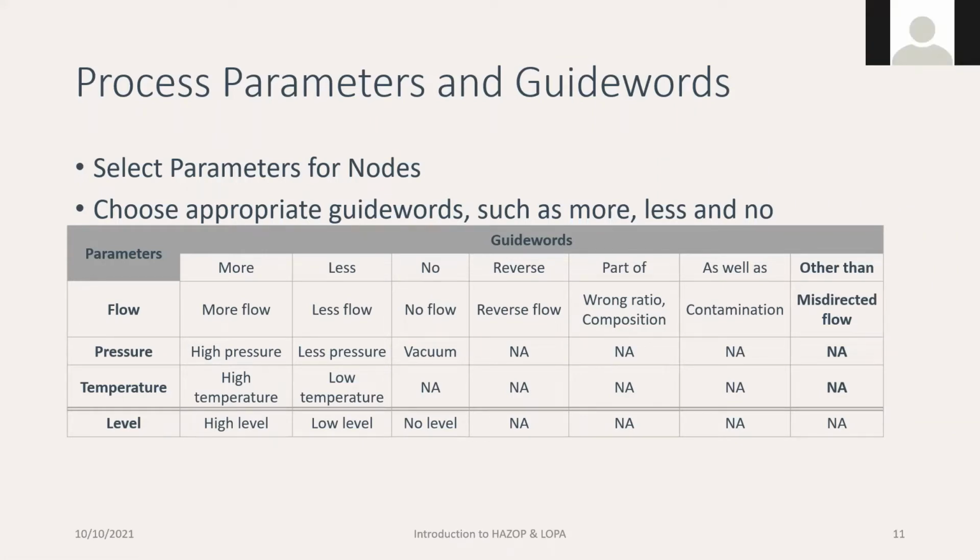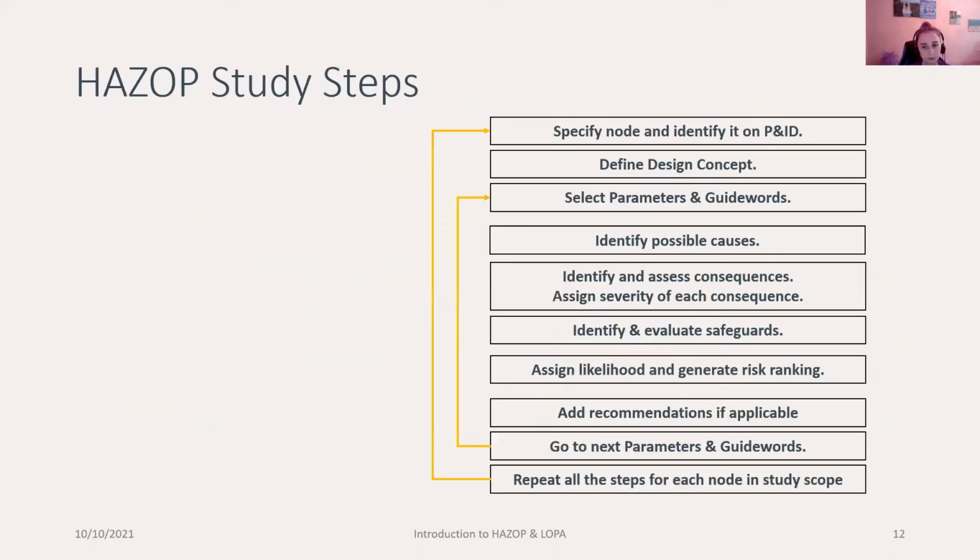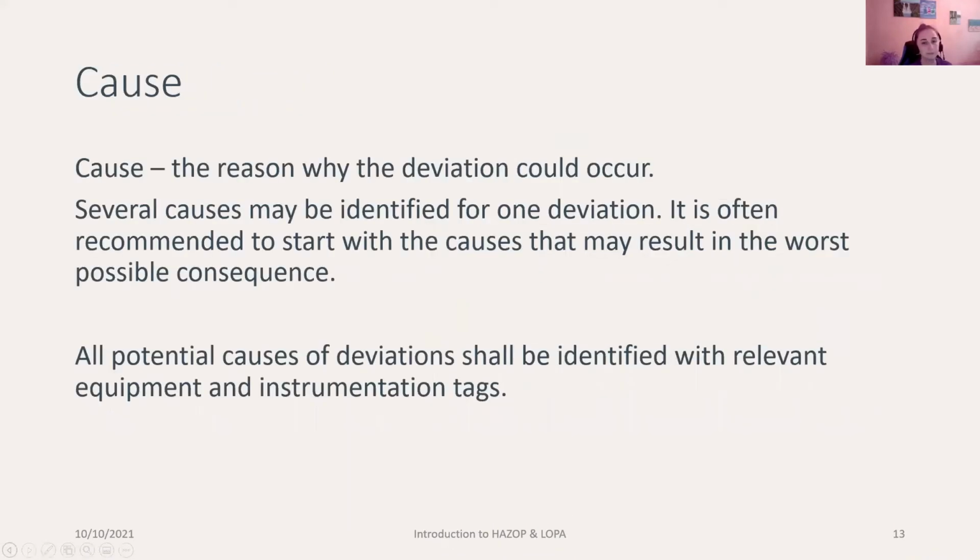So after you identify all required parameters and guidewords for your node, you are putting them down. Like you have flow and then a specific deviation, more flow. And after you identify more flow, you are going to the next step. The next step includes the causes, like identifying possible causes.